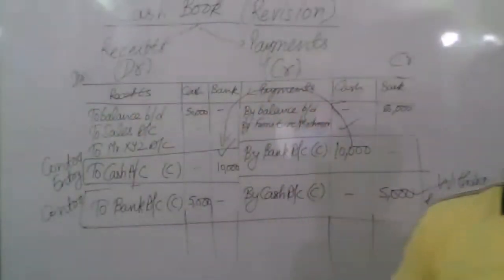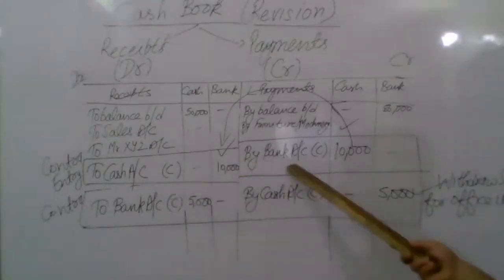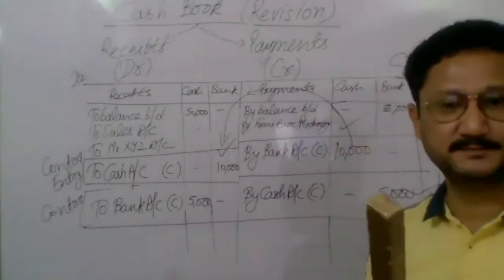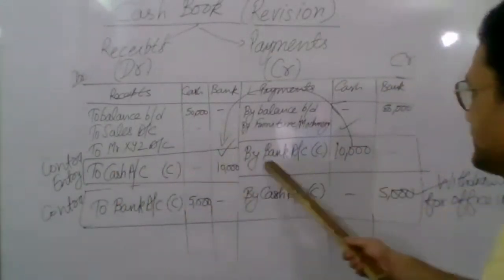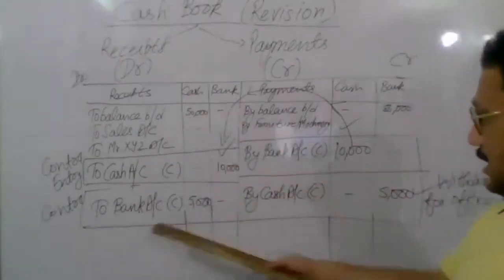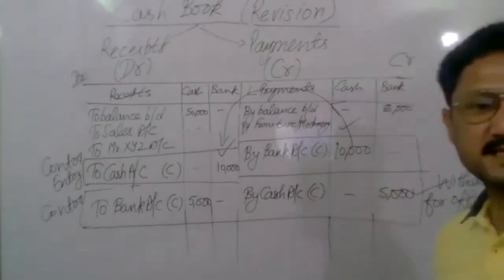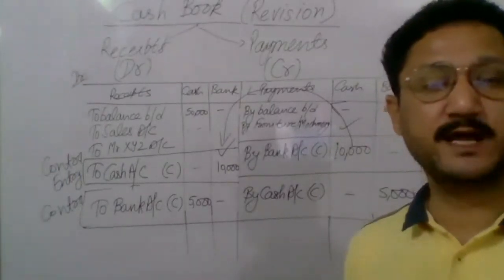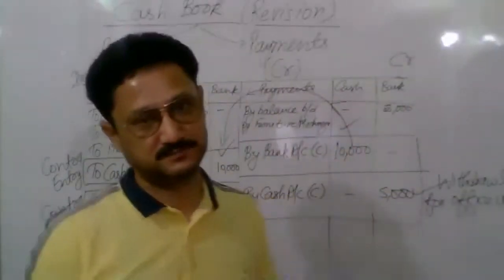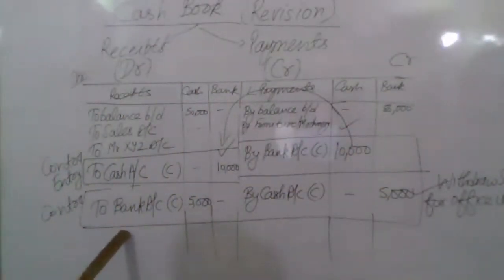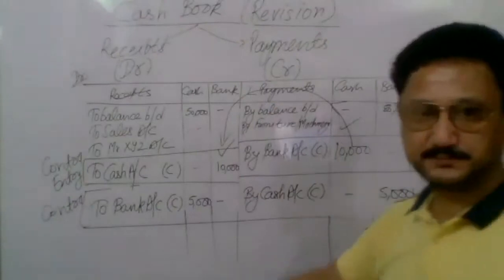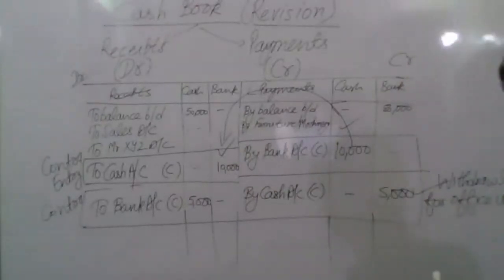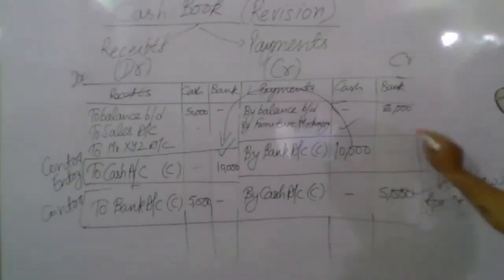The upper contra entry, this one, is for depositing money and opening a new account in the bank. The lower entry is for withdrawing money from bank for office use. Very, very important, these two. This one also.